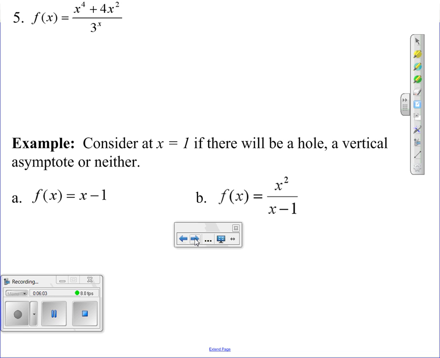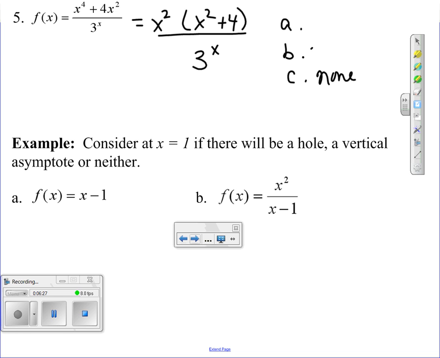And then the last one, again, if we factor first, x squared out, x squared plus 4. The bottom is 3 to the power x. And A, B, C. What would make the bottom 0? Is there any power that will make 3 0? 3 to the 0 would be 1. 3 to a negative just means it's a fraction, so there's no way the bottom is going to be 0.